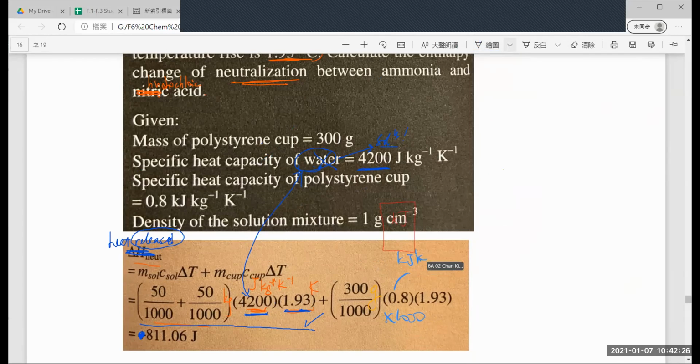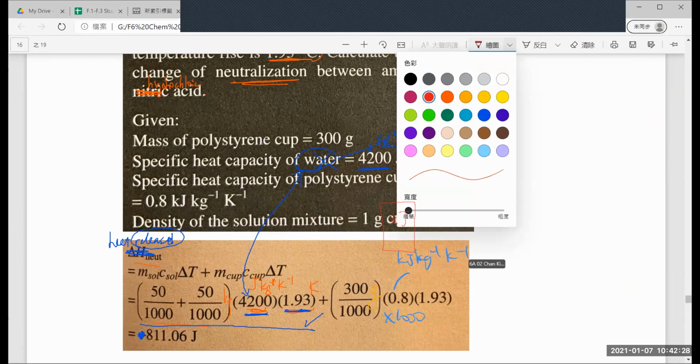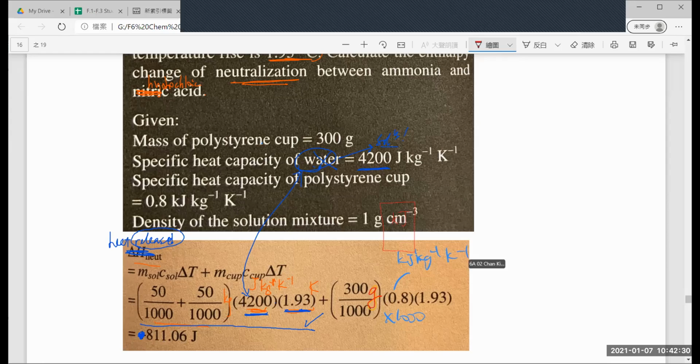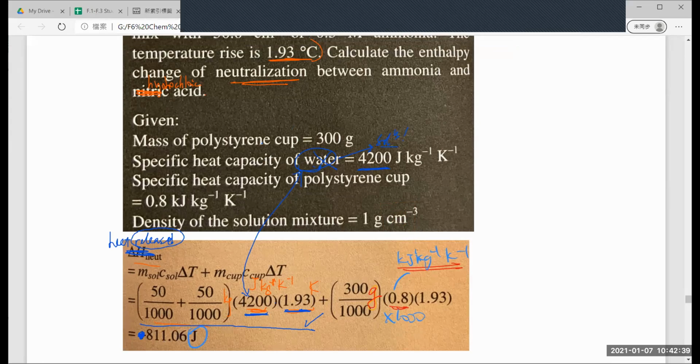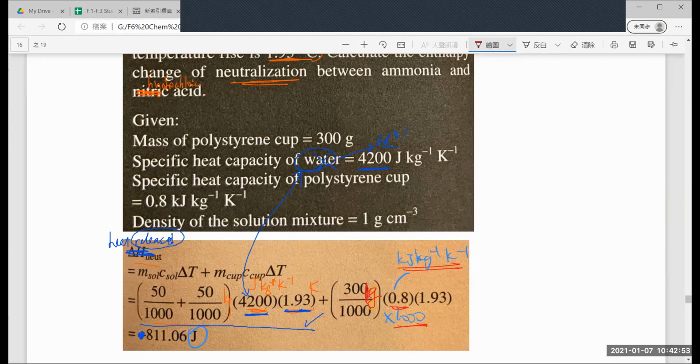Somebody has spotted it out. You may have got gram here, but for 0.8 kilojoule per kilogram per Kelvin, right? So you may see that these two don't match. We're going to change it to kilogram. You want to do it like this, or you want to do it like this. Now, if it is gram or kilogram, what do you want?